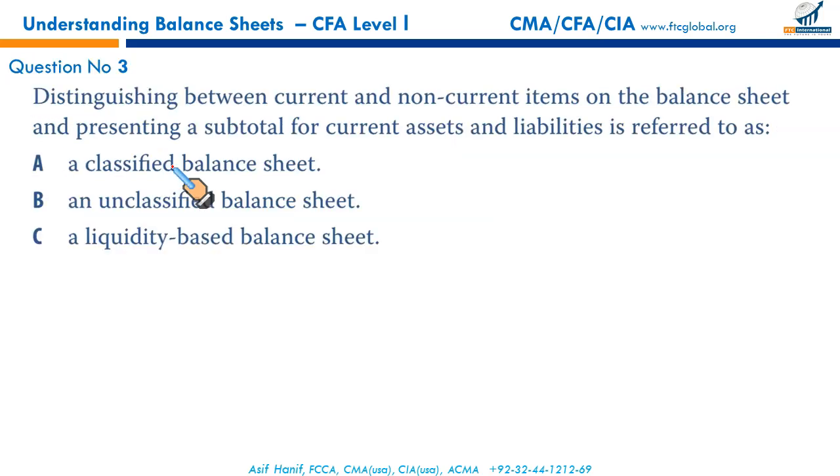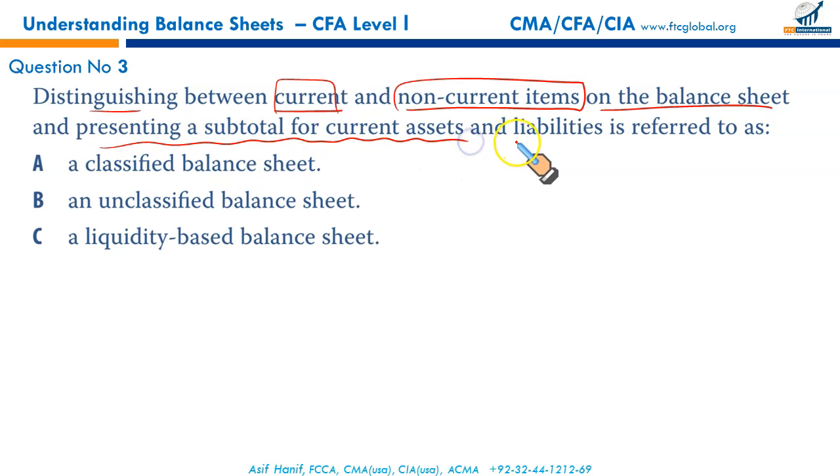Next. Distinguishing between your current and non-current items on the balance sheet and presenting subtotals for current assets and liabilities is referred to what type of balance sheet? Classified balance sheet. We just discussed it a little while earlier. This is a classified balance sheet.